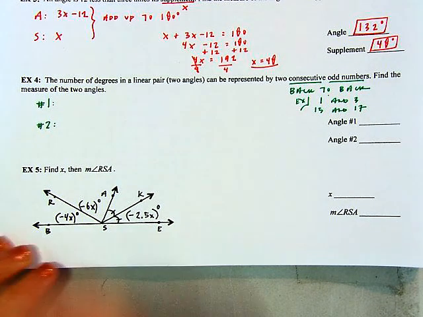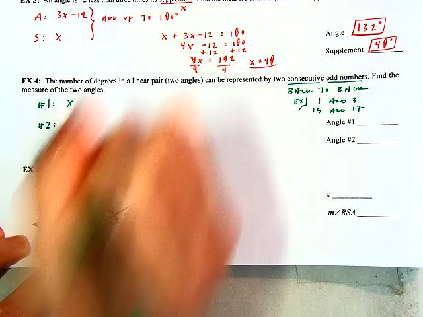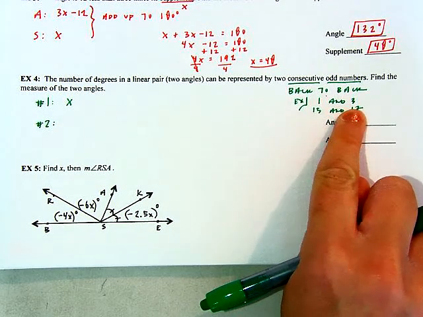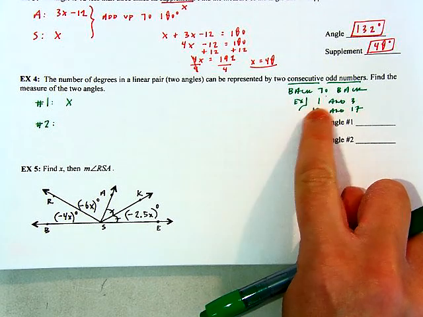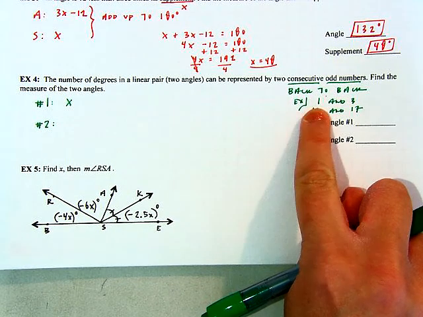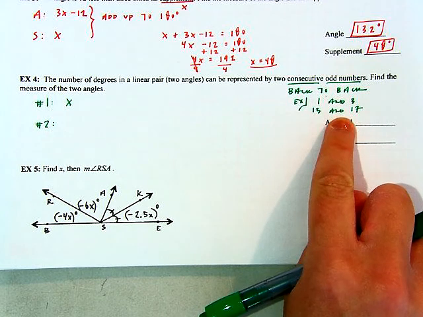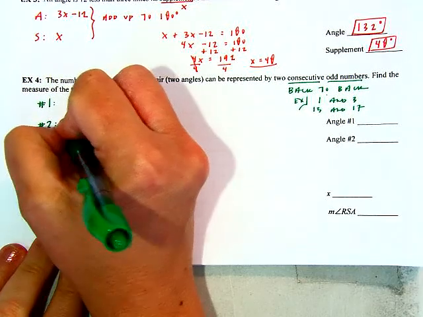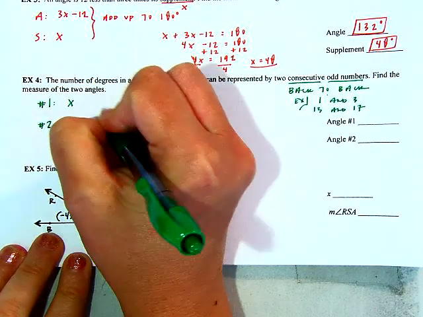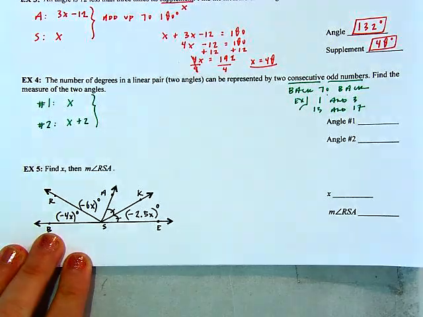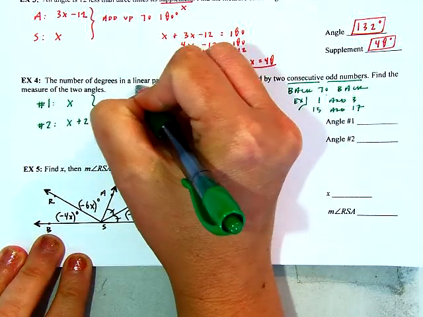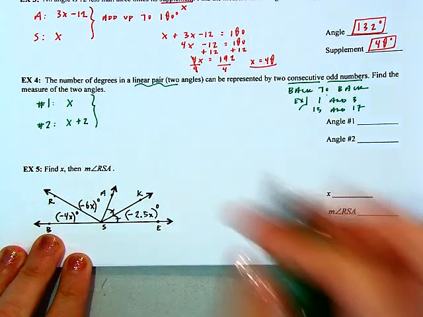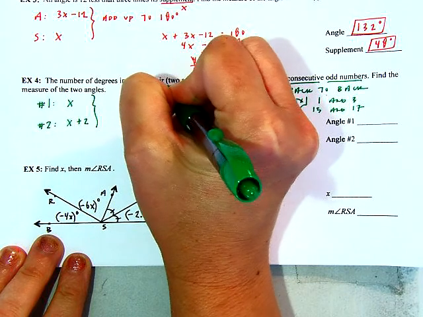Let's say that I call the first one x. Let's go back to 1 and 3. If they're consecutive and odd, how far apart are they? Well, they're 2 units apart, right? They're always going to be 2 units apart. So my second one will be x plus 2. And since they form a linear pair, I know that they have to add to 180.